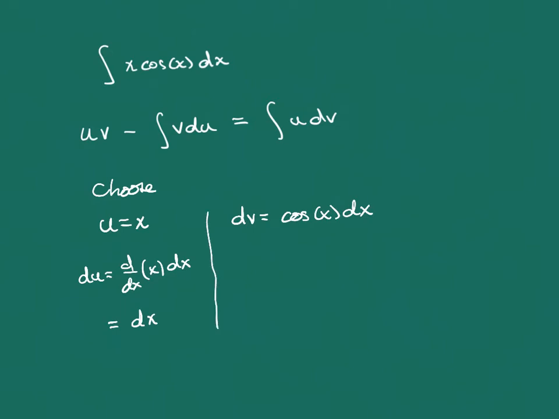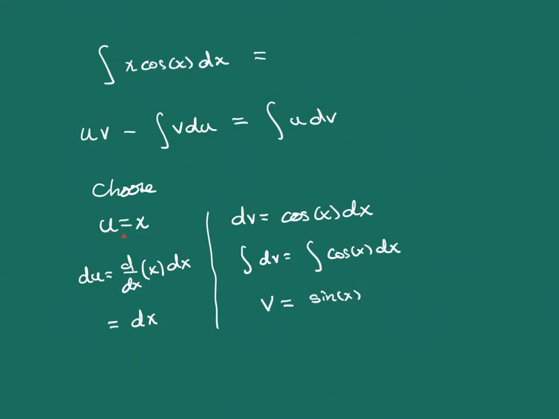Now on the flip side, what do we do for dv? Well, we imagine that we do an integral of both sides. So if we integrate the left side, the integral of dv, and the integral of cosine of x dx, then the left-hand side gives us just plain old v, and the right-hand side gives us sine of x for that. Okay, so now for our integration by parts formula, this is going to be equal to, first of all, u times v.